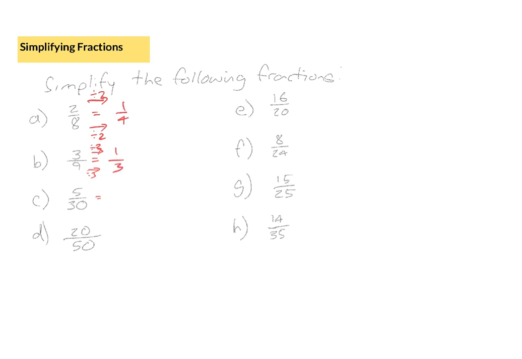The next one here, we divide top and bottom by 5. And if you see what I'm writing here, I'm showing that I'm dividing the top and I'm showing dividing the bottom by the same value. It's always useful to write that in. So that gives me 1 over 6.